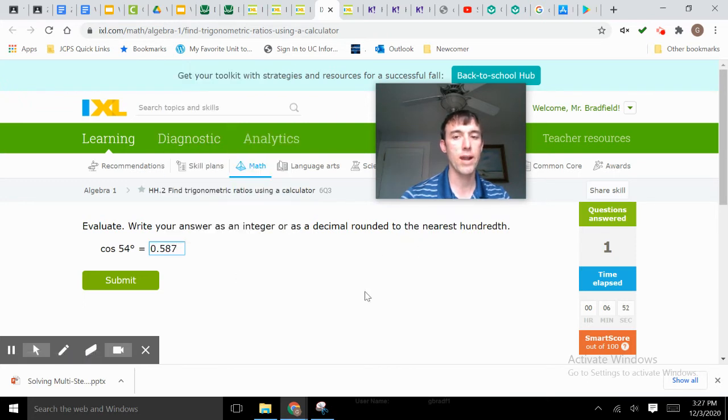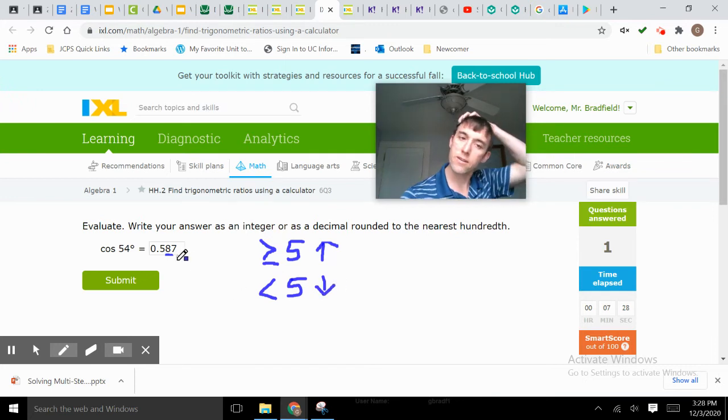Now it does say round to the nearest hundredth. The hundredth place is going to be the second decimal spot. So the 5 is tenths, the 8 is the hundredths. You need to look at the number to the right, and if that number is greater than or equal to 5, you're going to round up. If that number is less than 5, you're going to round down.